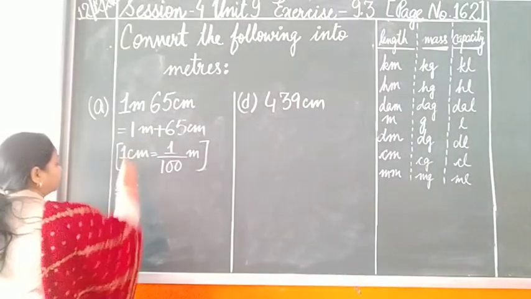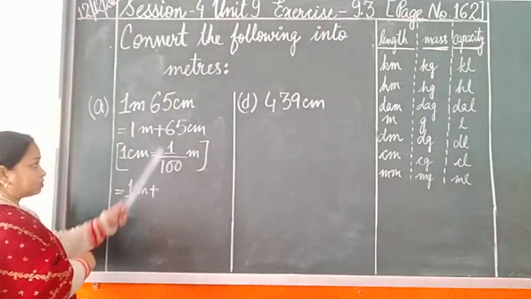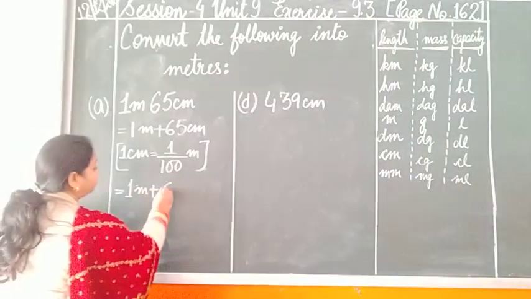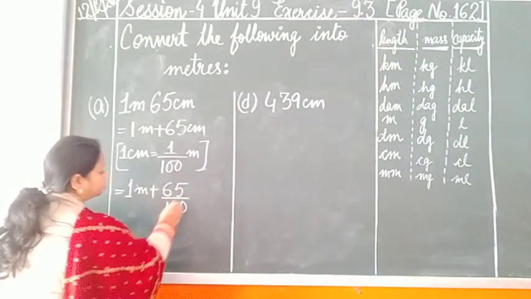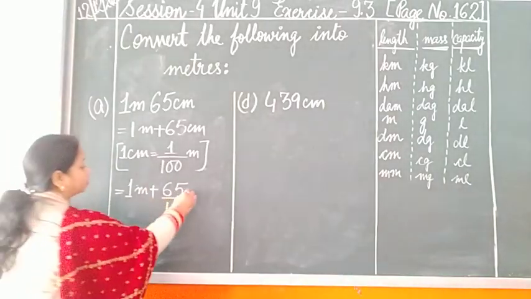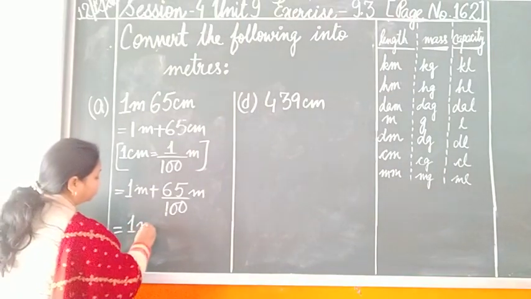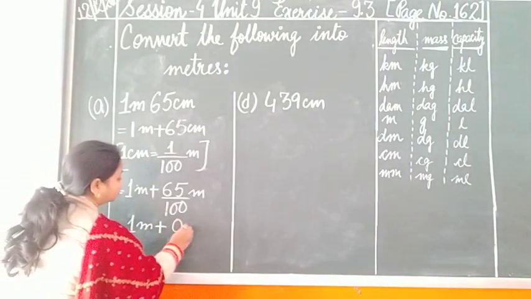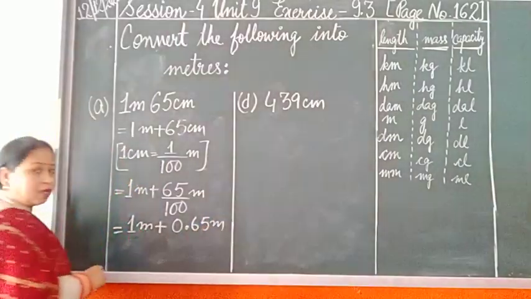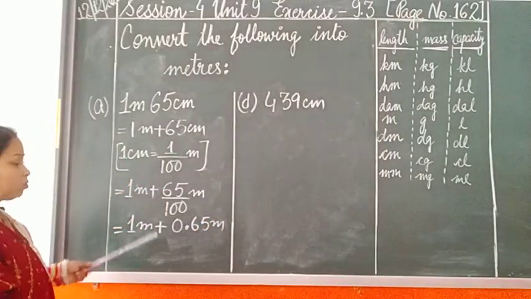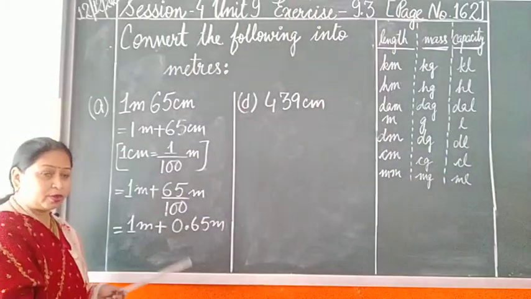So, this 1 meter is already given to you. We will write it as it is. 65 centimeter will be converted applying this conversion, that is 65 upon 100 meter. And it will be converted to 1 meter plus 0.65 meter. How to do this conversion? Okay, no problem. Once again I will explain. I have already done it in the decimal chapter, once again.